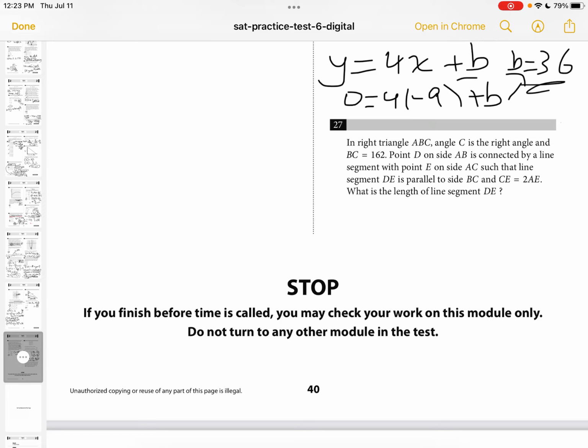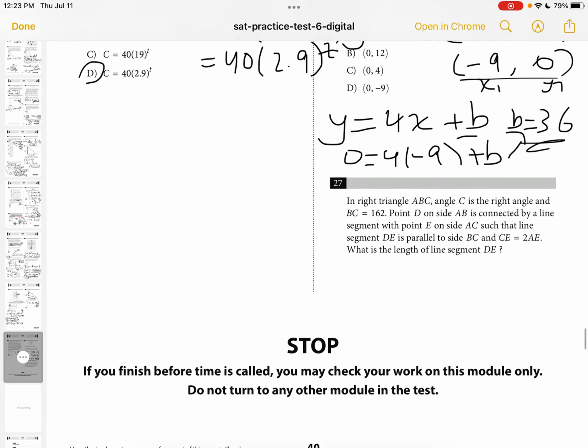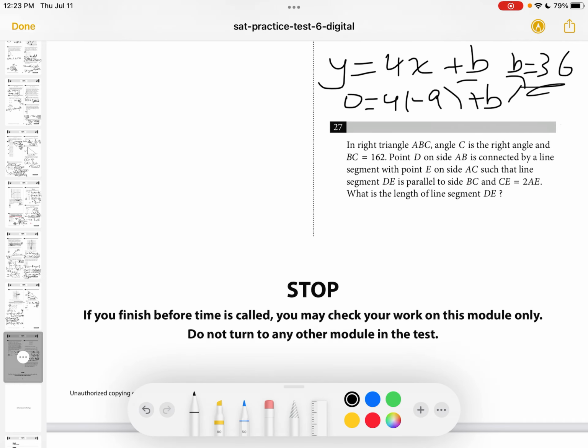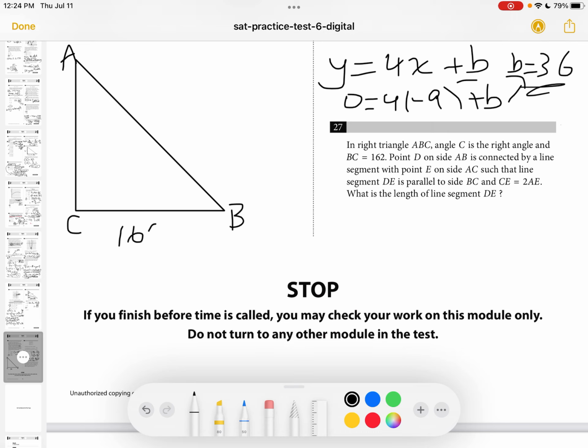Okay. Number 27. All right. In right triangle ABC. Let me draw this triangle. We have enough space under this question, so I'm going to do it here. In right triangle ABC. Okay. Angle C is the right angle. Okay. So CA and then B is our hypotenuse. And BC is 162.